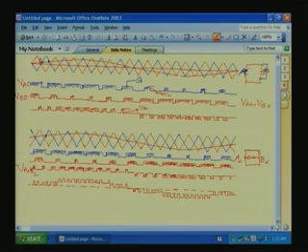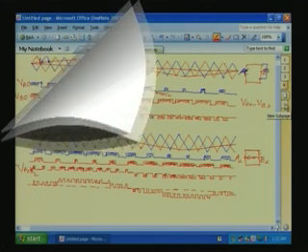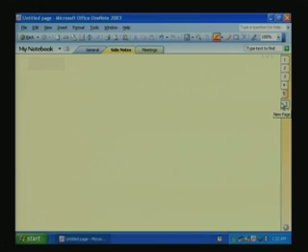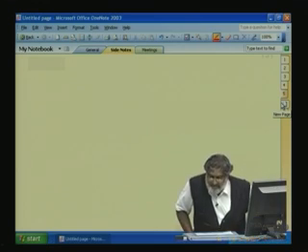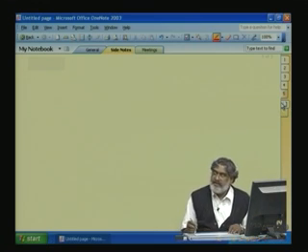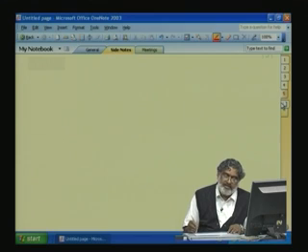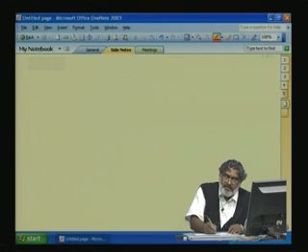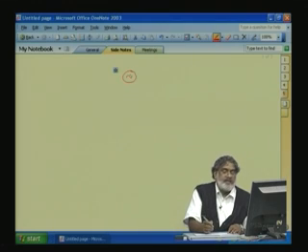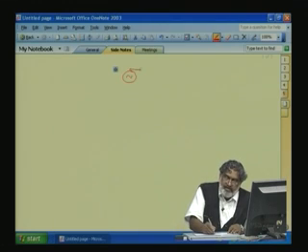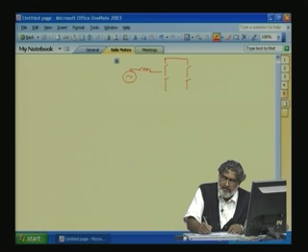Before going to the controller part, see one more thing we have to learn here: how to design this L and C. Let us study how to design the inductor for one converter. Let us draw the converter once again. This is the mains, this is the inductance, this is the switch. Okay.